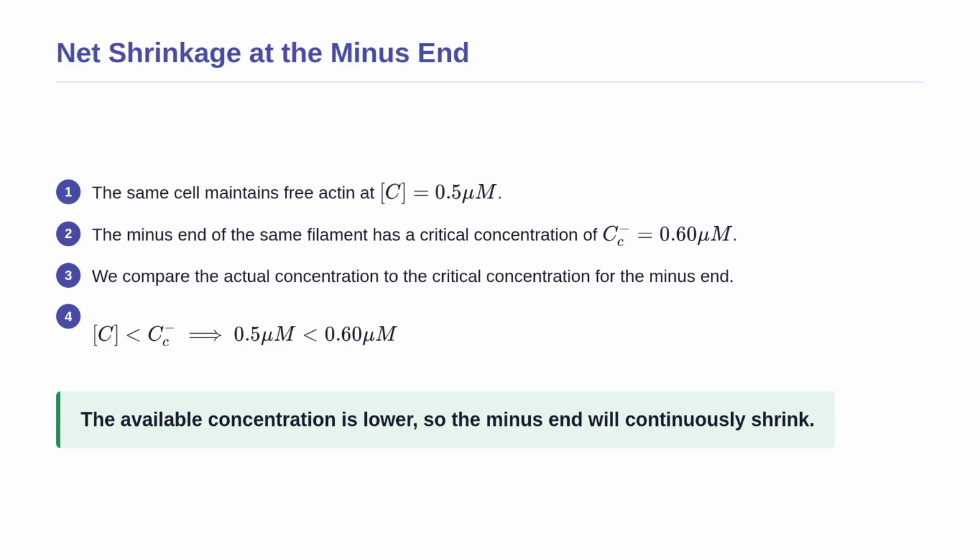Because the available concentration is lower than what this specific end requires to maintain its length, there is simply not enough free actin to satisfy it. Monomers will fall off faster than they can attach. Physically, this means that while the plus end is growing, the minus end of the filament will continuously shrink and lose pieces.